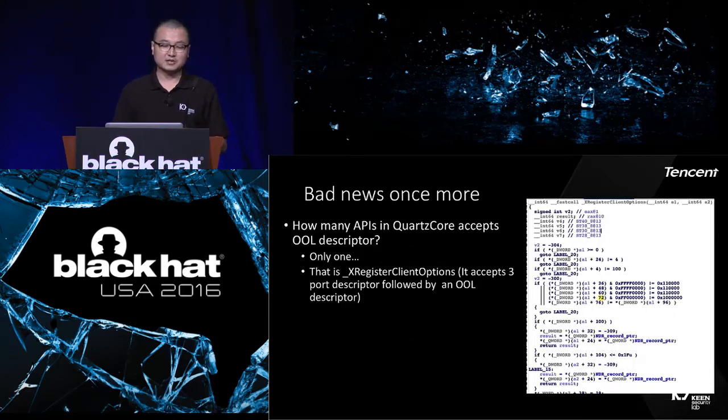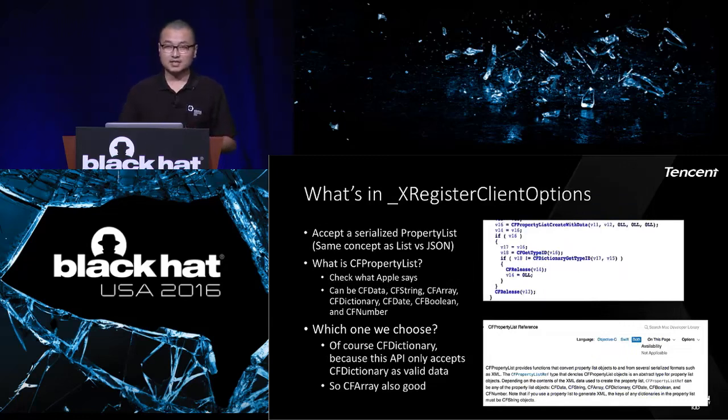And you have another bad news, which is there is only one OOL descriptor message on the QuartzCore API, which is X register client options, only one, so that's very bad. And let's audit this API. Actually, this API accepts a serialized prop list because sometimes you need to send a very complex message from process A to process B. So for performance consideration, it actually does a serialize to make a CF dictionary to plist binary format and send it to the target process.